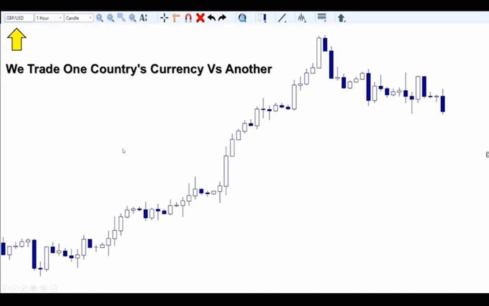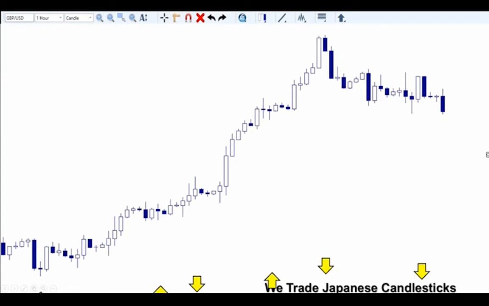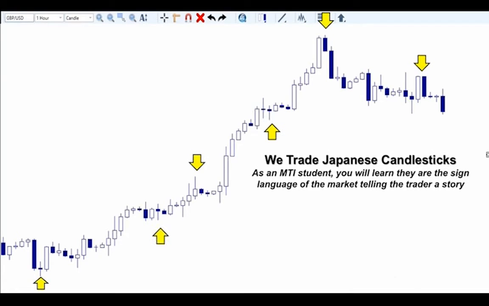So in essence, what you're looking at on this chart is we're trading the pound versus the dollar in an attempt to figure out which one's going to gain in value against the other. In the case of this chart, as it's going up, the pound is gaining in value against the dollar. When the market's going down, the US dollar is gaining in value versus the pound. Now these rectangles you see on your screen, I'm sure you've probably seen charts like this, but for those of you who wonder what they are, these are called Japanese candlesticks.